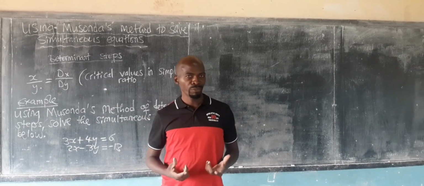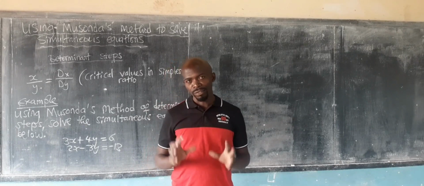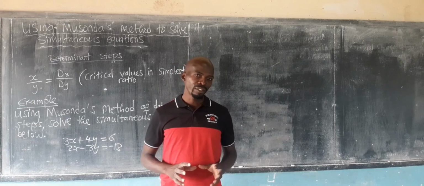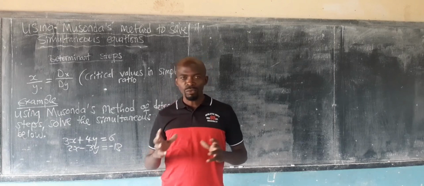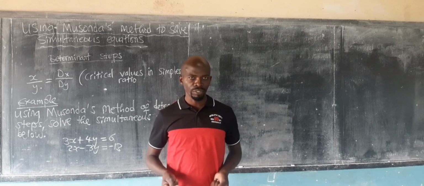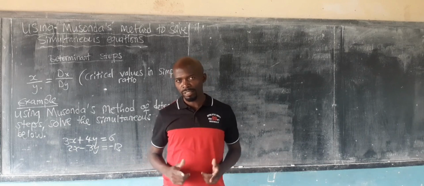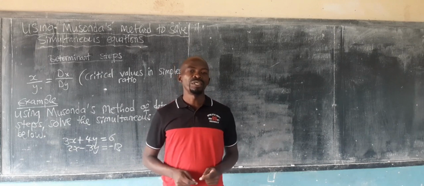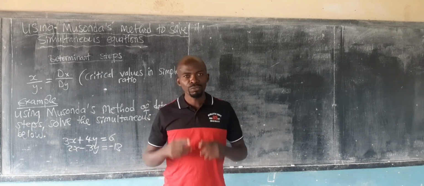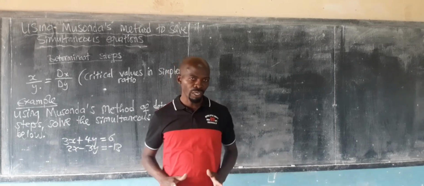However, in my method, there are actually steps that are involved. The first thing is to find the determinants of x, y, and z if it is a 3 variable simultaneous equation. These first solutions are known as the critical values. They are actually substituted in a particular equation again to find the true values.